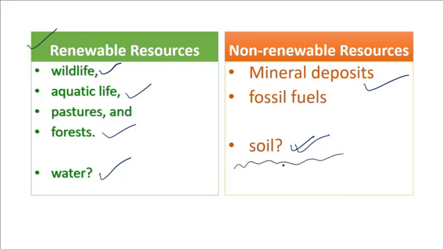So within a few generations, we cannot expect the soil to be formed if we destroy the quality of soil because of overexploitation or intensive agriculture and other activities. So we cannot get the soil quality back.